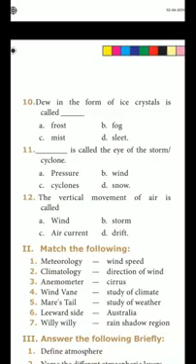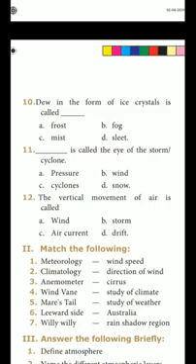Next, match the following. First one, meteorology. What is the answer for meteorology? Study of weather. Climatology, study of climate. Anemometer, wind speed. It is the instrument used to measure wind speed. Wind vane, direction of wind. It is the instrument used to measure direction of wind.